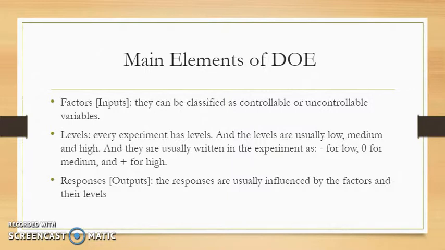Levels. Every experiment has levels, and the levels are usually low, medium, and high. They're usually written in the experiment as minus for low, 0 for medium, and plus for high. The responses or outputs. The responses are usually influenced by the factors and their levels.